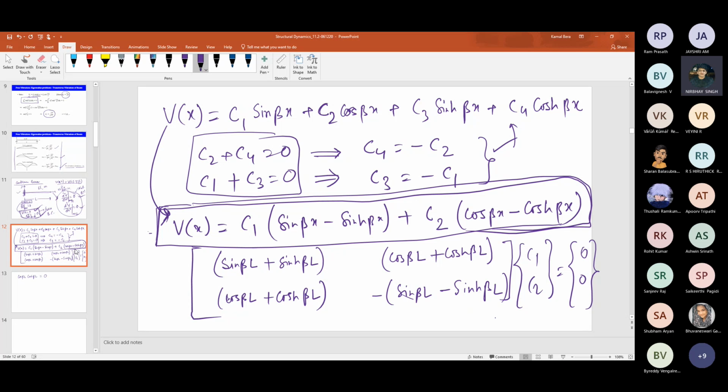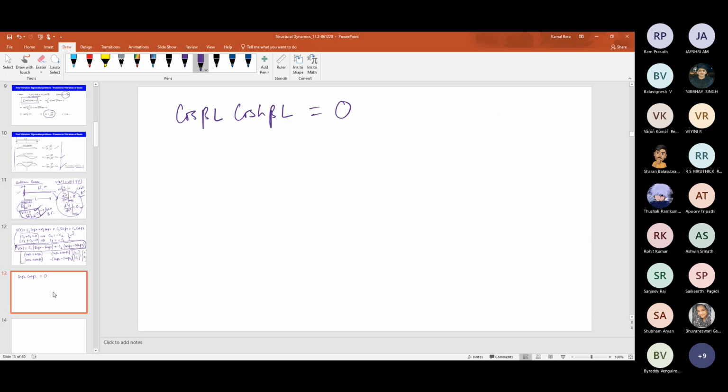One thing can be easily seen in the cos square theta, sin square theta. Where is the 1 gone? If you diagonal multiply, sin square theta equal to 1, sir. Are you sure? All agree? Please check again. No, sir, just cos beta L into cosh beta L equals 0.